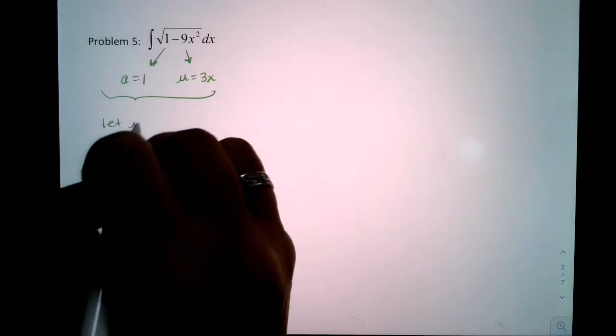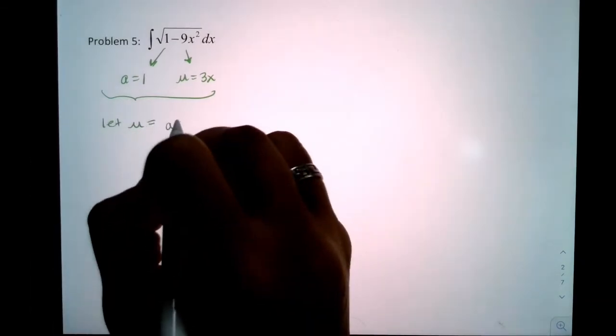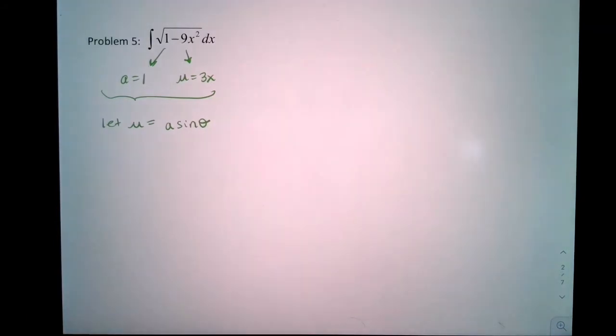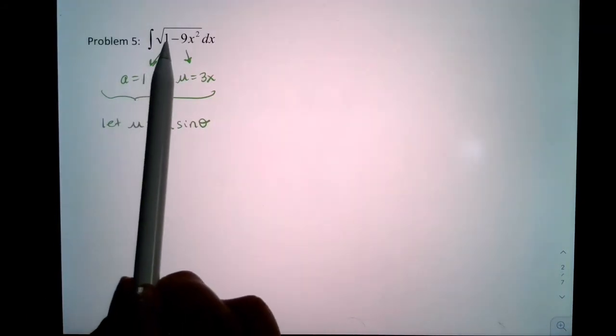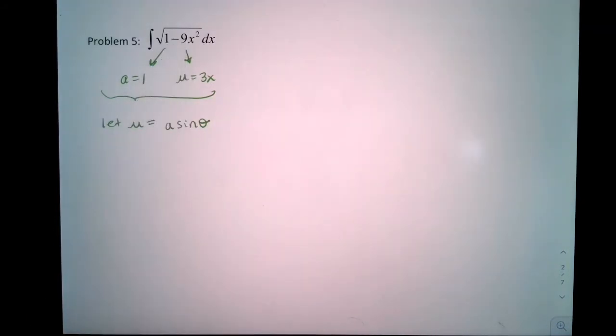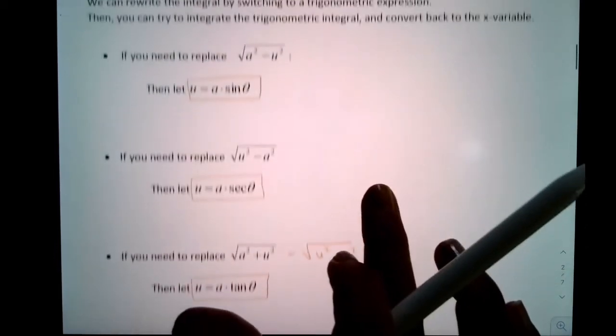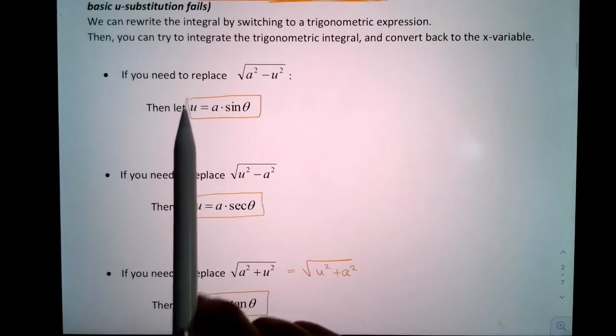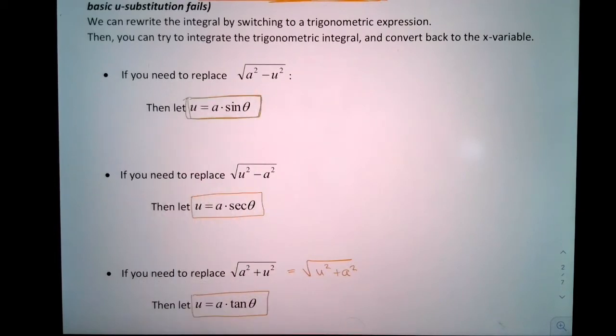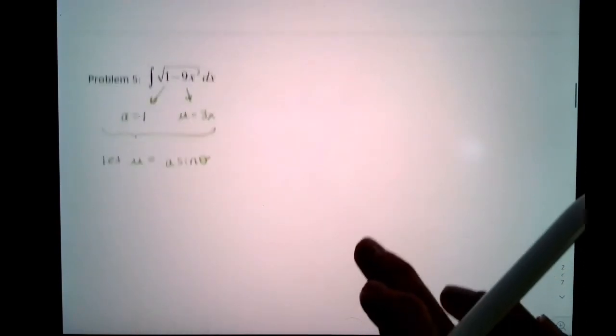I'm going to let u equal a sine theta, because that's the structure that I have. I have a squared minus u squared. And so back to our little cheat sheet over here, a squared minus u squared is telling me to make that substitution. I'm supposed to let u equal a times the sine of theta and see where that takes me. So I'm going to do that.